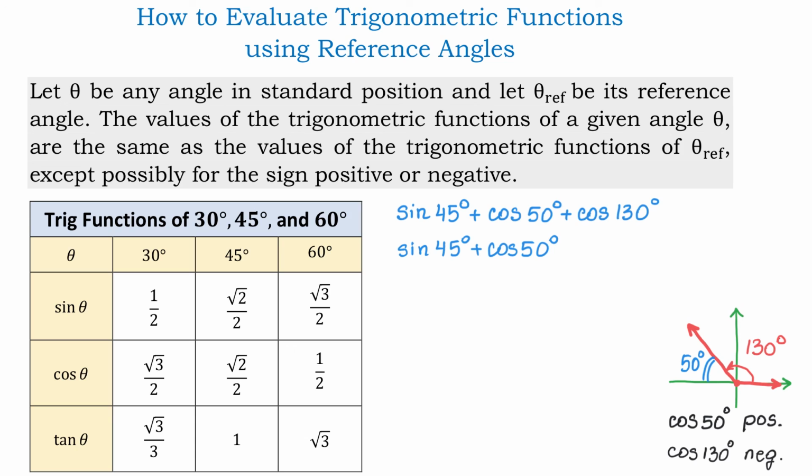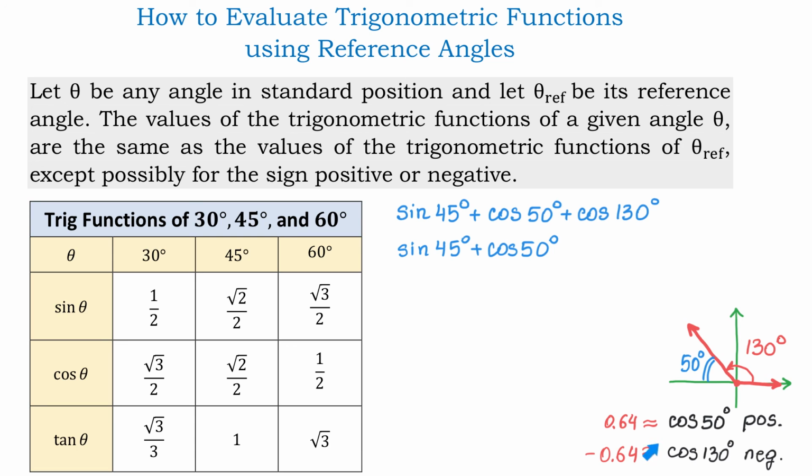For a better understanding, if we want to use the calculator, then we will see that cosine of 50 degrees will be approximately 0.64, while cosine of 130 degrees will be approximately negative 0.64. So what you need to understand here is that the values of these two functions are the same, except this one is always positive, but this one can be positive or negative depending on the quadrant.